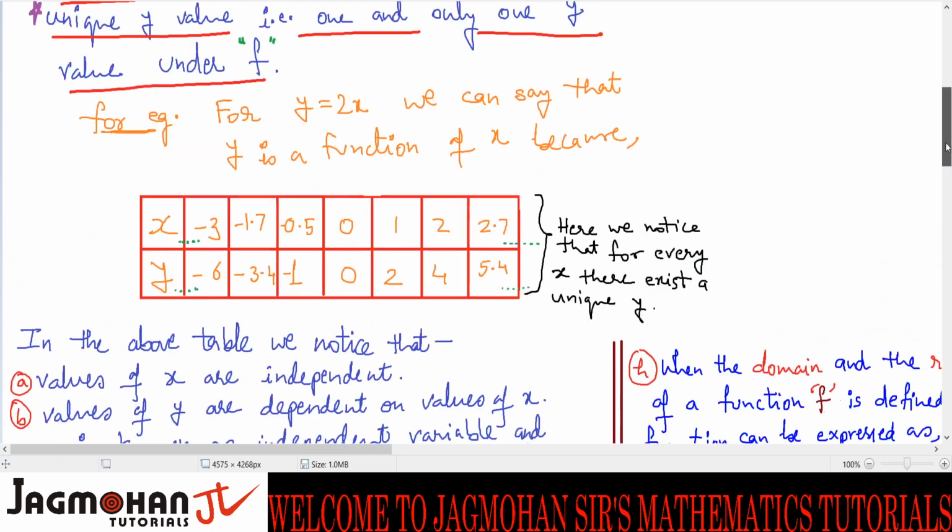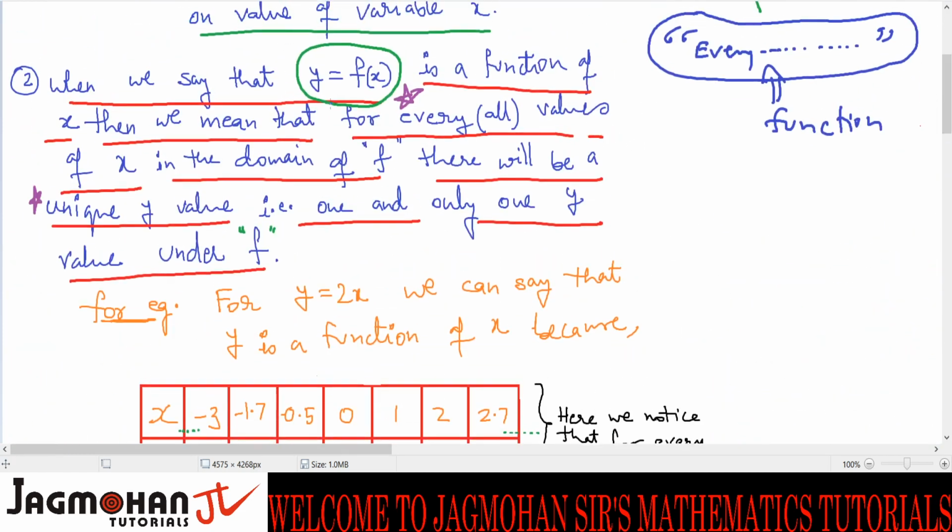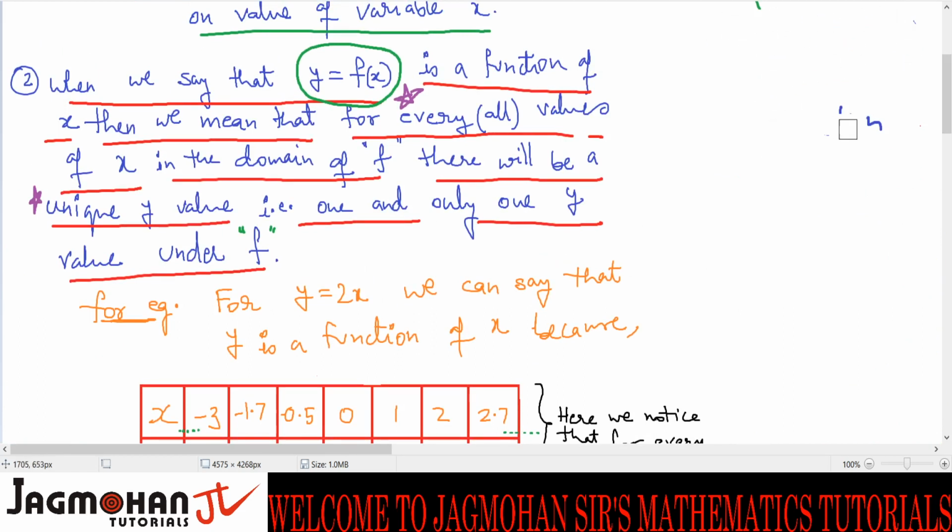Okay, come back once again to the statement here. See here, what I had written was, okay students, when we say that y equals f of x is a function of x, then we mean that for every value of x in the domain of f, there will be a unique y value, that is one and only one y value under f.